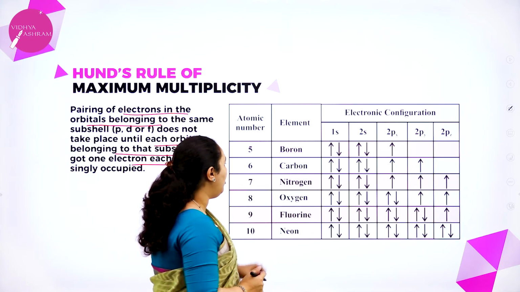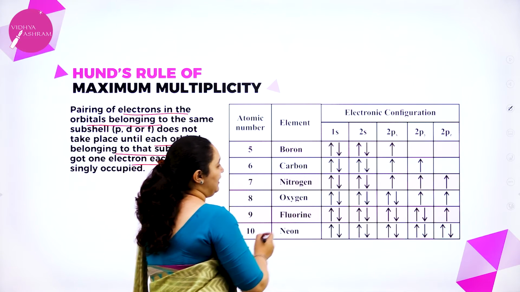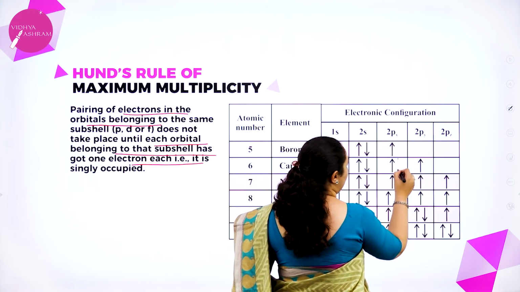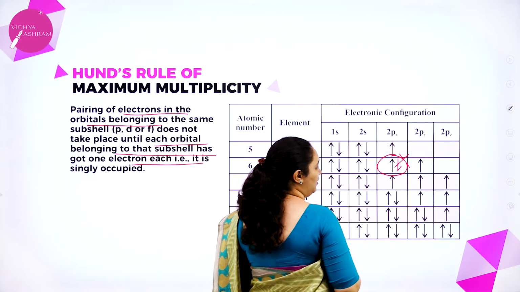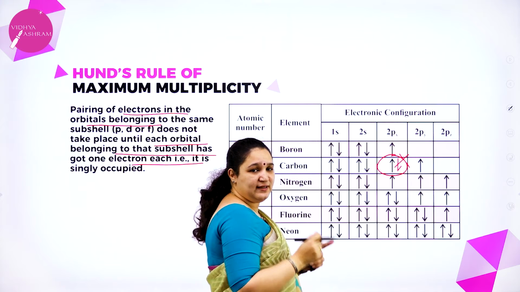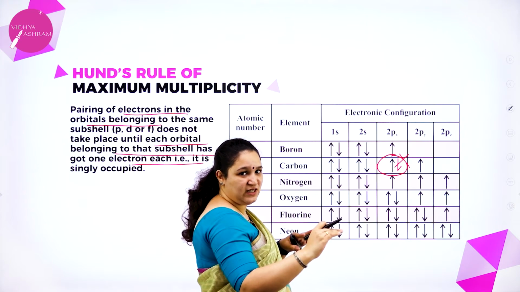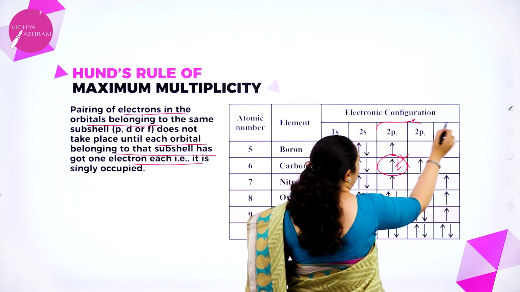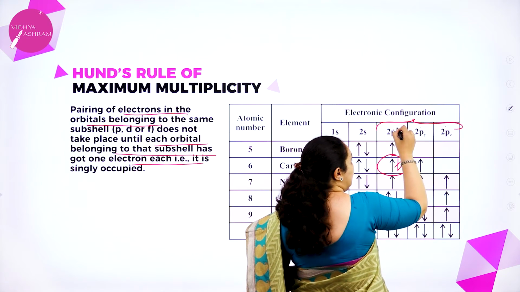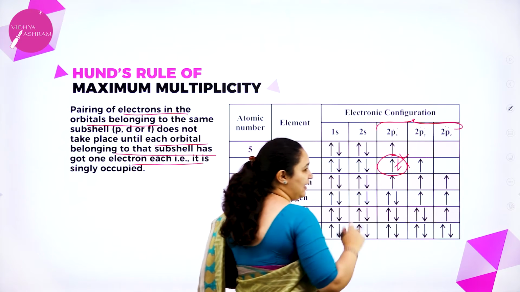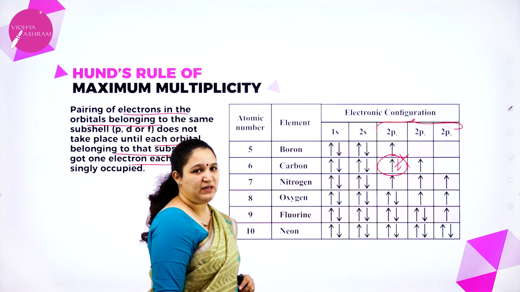I cannot write for carbon, I can't write this electron over here. If I write it this way, it is wrong. The electrons in the p orbital, which is degenerate, they all have same energy level. So first each one will get one electron and then it will start pairing up. That is Hund's rule of maximum multiplicity.